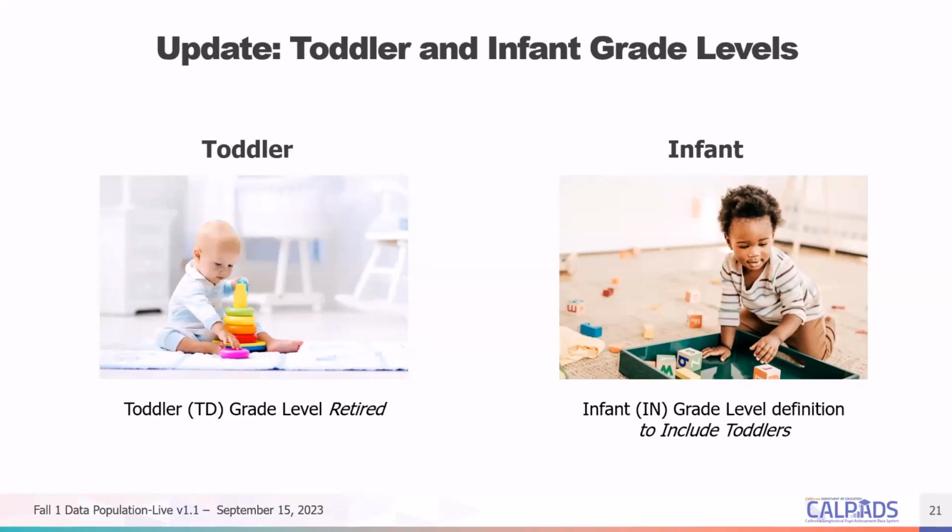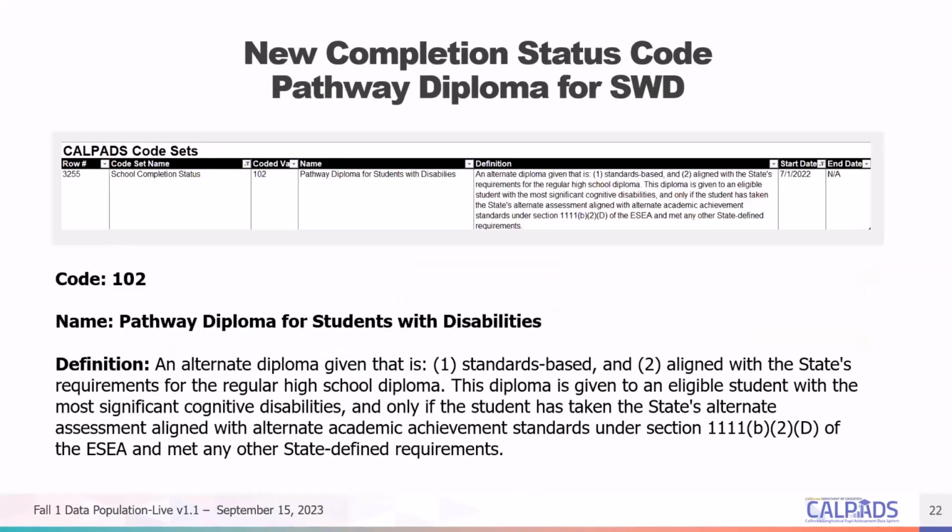Infants are now considered to be individuals ages 0 to 35 months. All right. Also new in SENR records this academic year is the completion status code of 102, Pathway Diploma for Students with Disabilities. The Pathway Diploma for Students with Disabilities is a state-defined alternate diploma. A state-defined alternate diploma is a diploma that, 1, is standards-based, and 2, is aligned with the state's requirement for the regular high school diploma.